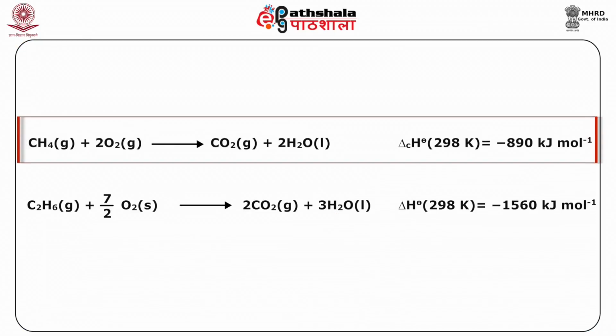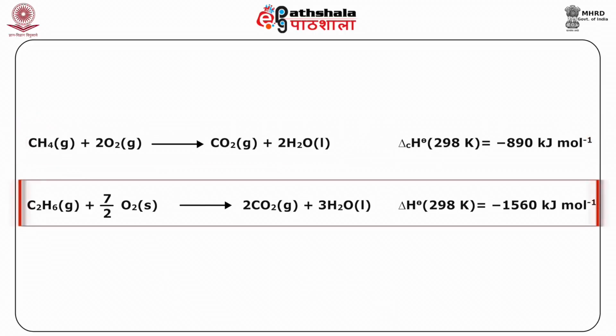For example, we have the combustion of methane. For this reaction, delta HC at 298 Kelvin is minus 890 kilojoules per mole. For the reaction, delta H0 at 298 Kelvin is minus 1560 kilojoules per mole.